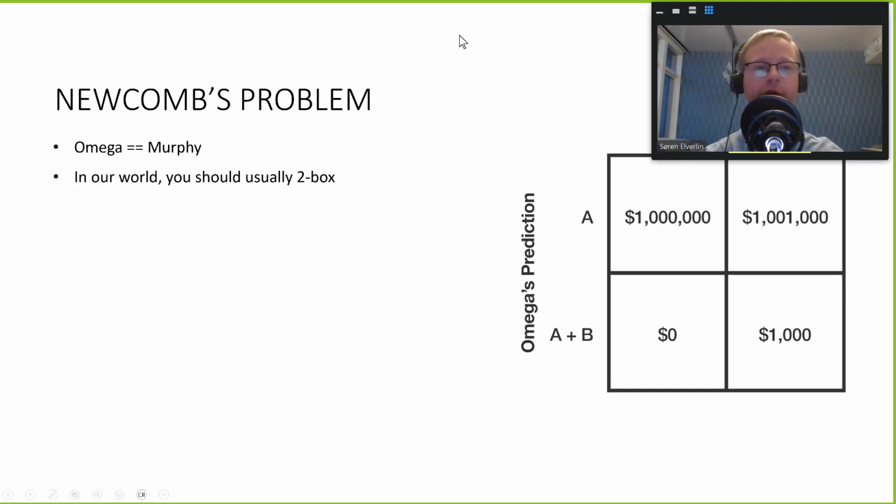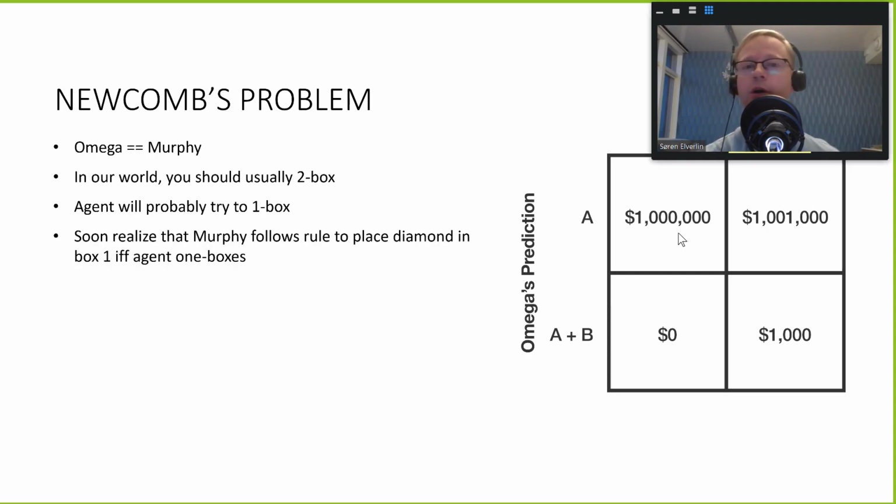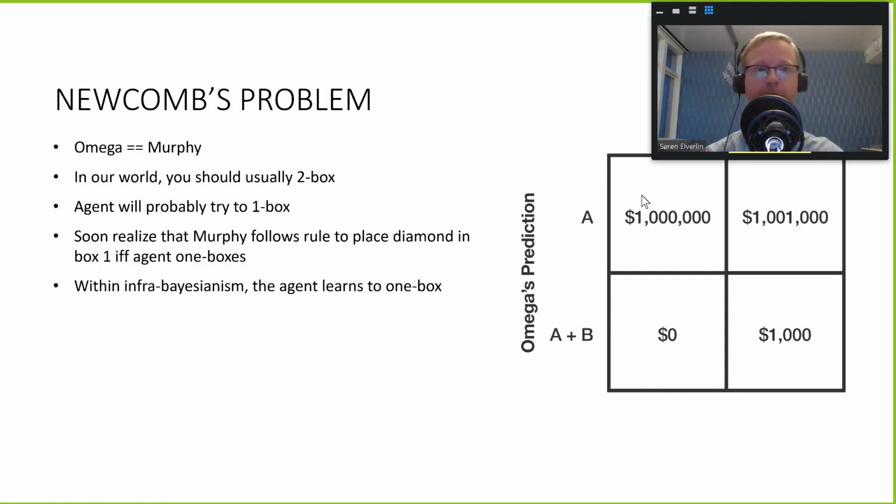Like, this is a very strange problem, Newcomb's problem. Things are usually not like this. But we can say with some probability that the Infra Bayesian agent will in fact try to 1-box, and if Murphy provides like $1 million in this case, then the Infra Bayesian agent will in fact realize this. And that means that it will in fact be able to solve Newcomb's problem to the extent that it will learn that it should 1-box.